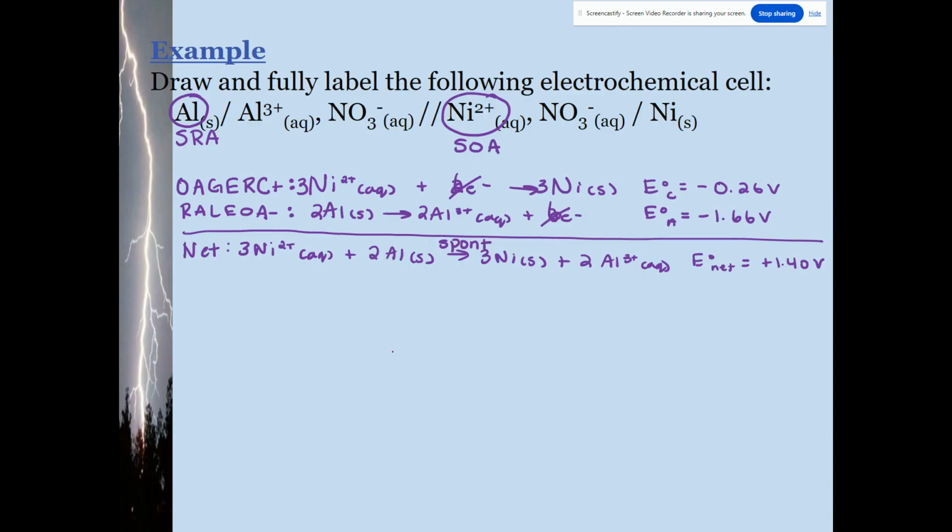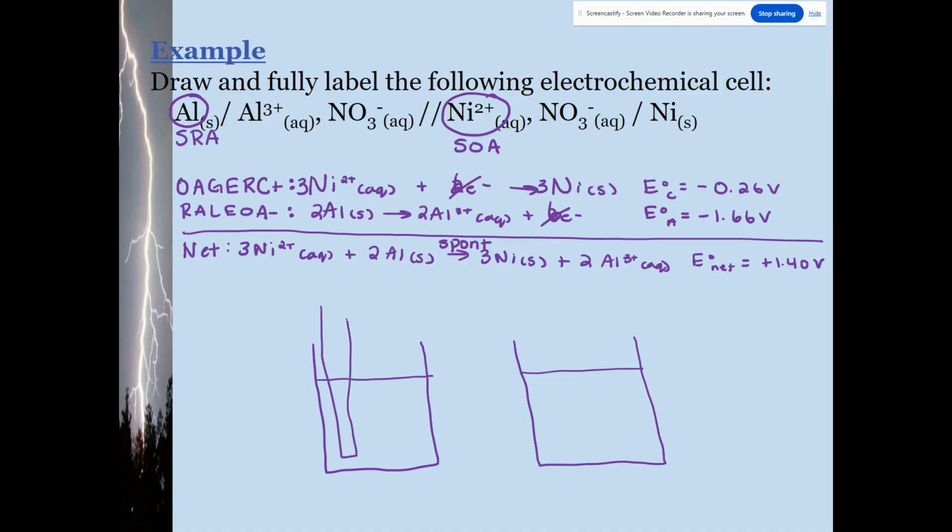Now to draw my cell, there's a couple of ways you could do it. You could draw them as 2 separate beakers. So here's beaker 1, here's beaker 2, okay? And then I have 1 electrode in one of the beakers of the solution, another electrode in another beaker. I'm bad at drawing straight lines here. Now, which half cell you put in which beaker doesn't matter, okay? I'll just pick arbitrarily that this is the anode.